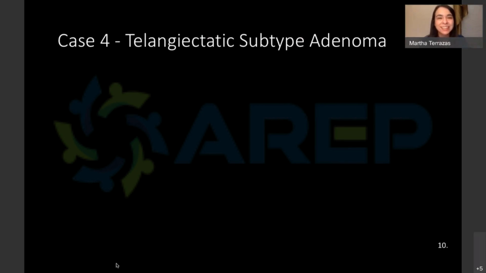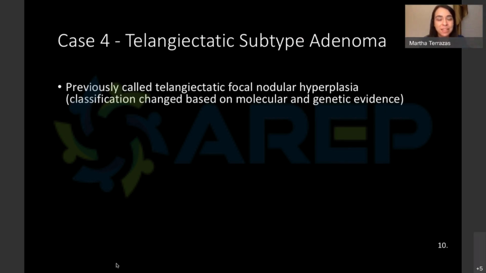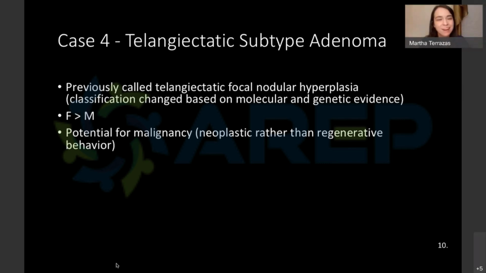So basically the telangiectatic subtype adenoma, this was previously called telangiectatic focal nodular hyperplasia. Apparently for years it was called this, and the classification changed it to an adenoma, a subtype of adenoma, just based on molecular and genetic evidence that had been gathered. Females get it more than males, and they do have a potential for malignancy. They are behaving more neoplastic rather than regenerative. And the treatment is surgery. This patient got a partial right hepatectomy.